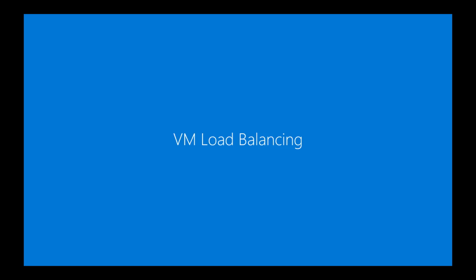In this video, I'm going to be describing the new VM load balancing feature, which is in box in Windows Server 2016. What VM load balancing does is analyze the CPU and memory utilization across the nodes within a failover cluster. It will then live migrate virtual machines across the different nodes to balance out the nodes in the cluster.